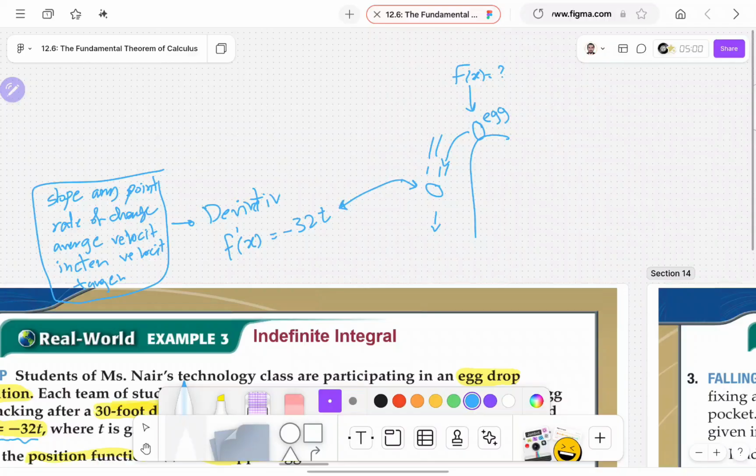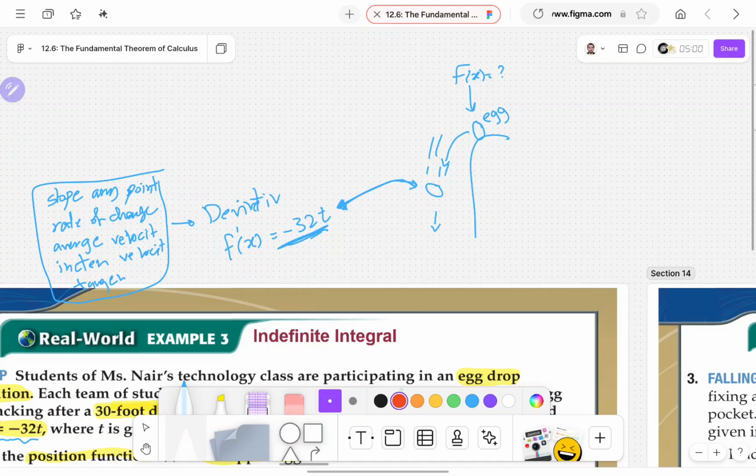Okay, did you get it? Now, after we drop the egg while it's moving, the velocity, which is the instantaneous or the average velocity, can be represented by this equation. So, do you understand now why this equation is the derivative? Because after we push the egg and it falls, this is the derivative, the instantaneous velocity of the egg.